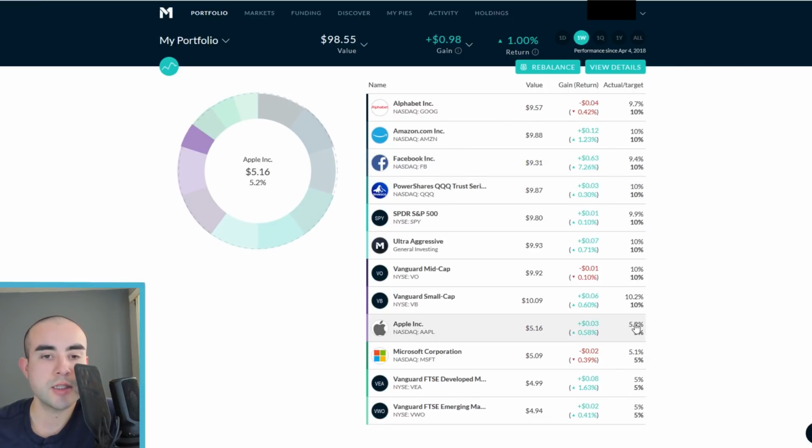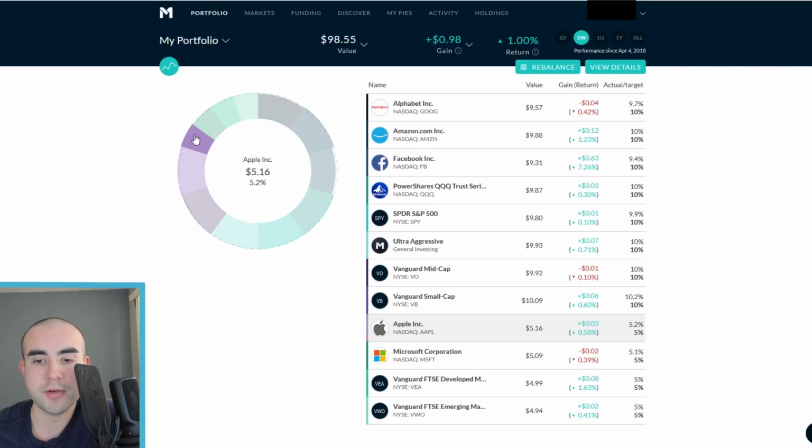So you'll notice over here to the left, they do have a pie chart that basically shows you a visual breakdown of your portfolio on M1 Finance. So you could see how much each investment, the actual dollar value of it, as well as how much of a percentage that investment is in your entire M1 Finance portfolio. So for example, I have, let's just say Apple here, currently about 5.2% of my M1 Finance portfolio. That's just an example right there.